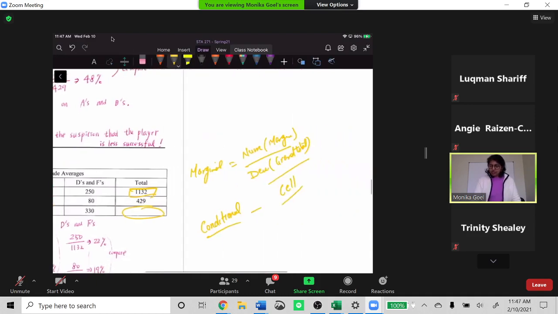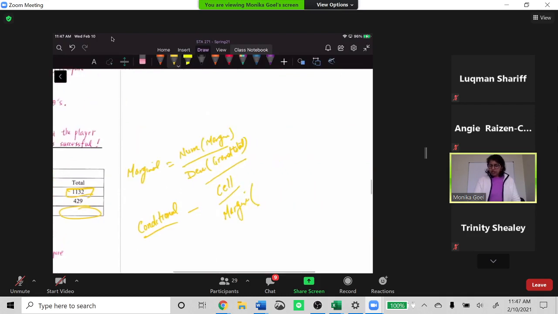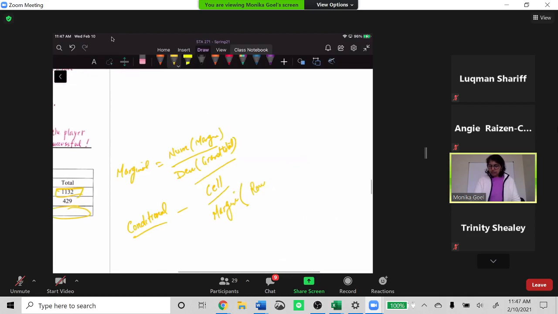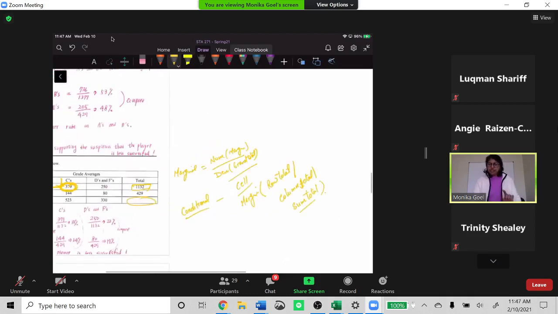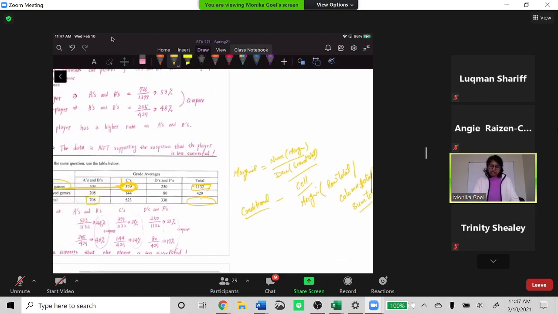So your numerator comes from the cell and denominator comes from the margin. And that margin can be either the row total or the column total or the sum total. And again, sum total means the sum of your row or column, the grand total. So those are the things that you need to know when we talk about marginal and conditional distribution.